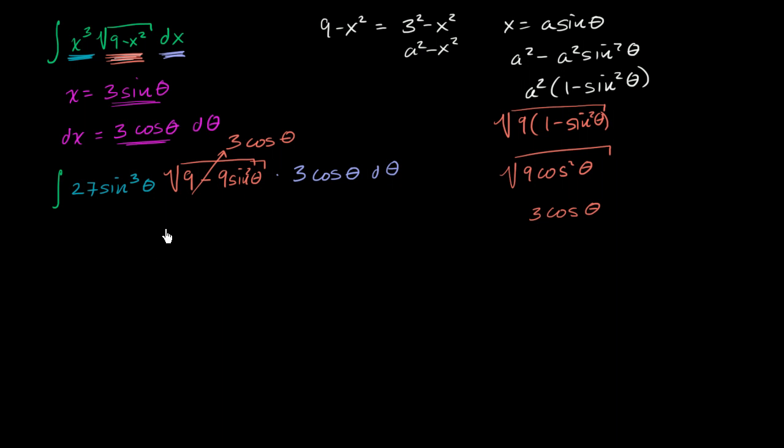And so what does this simplify to? We have 27 times 3, which is 81 times 3, which is 243. So this is going to be 243, I'll put it out front, times the integral of sine cubed theta, and then you're going to have cosine theta times cosine theta, or we could say cosine squared theta. That's this term right over here and this term right over there. And of course, d theta. I think I've taken care of everything.